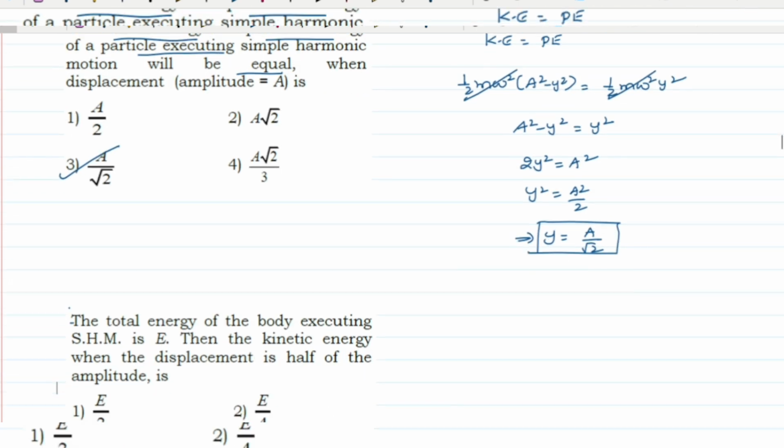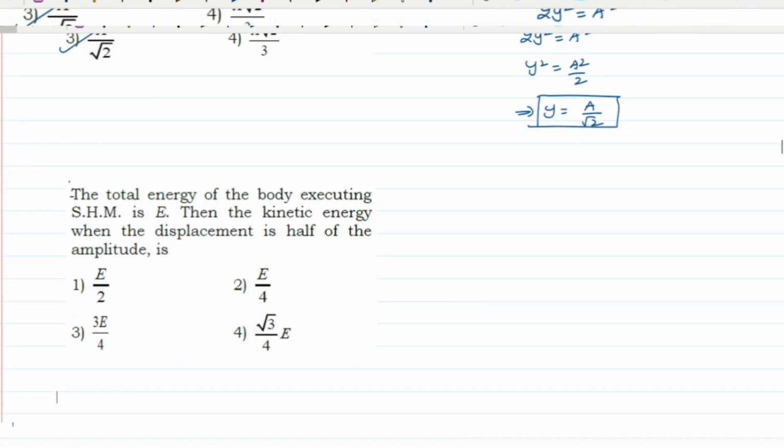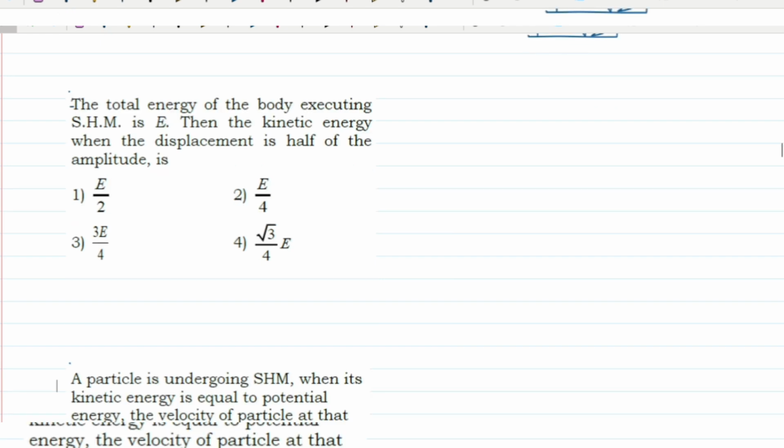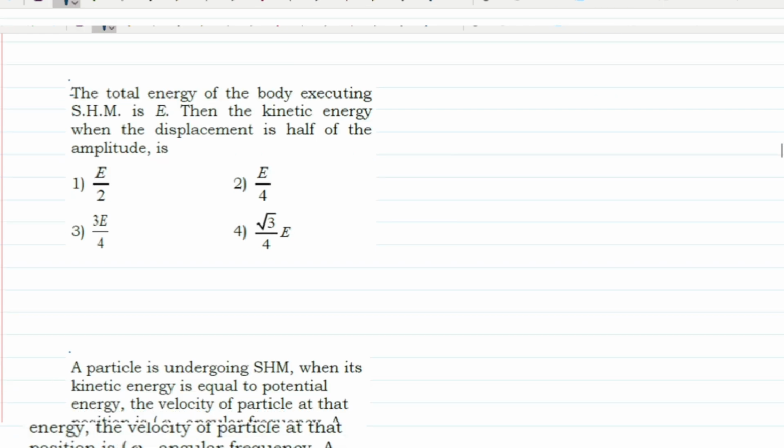Let us see the next question. The next question says the total energy of the body executing SHM is given as E. Then they are asking the kinetic energy when the displacement is half of the amplitude. So the total energy formula is E equals half m omega square a square. Then the kinetic energy formula will be half m omega square into (a square minus y square).